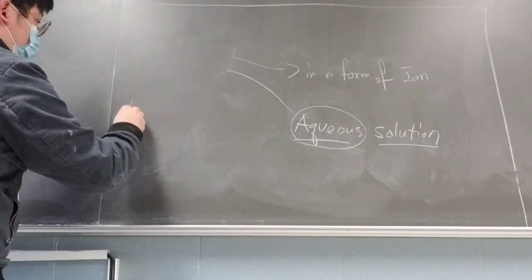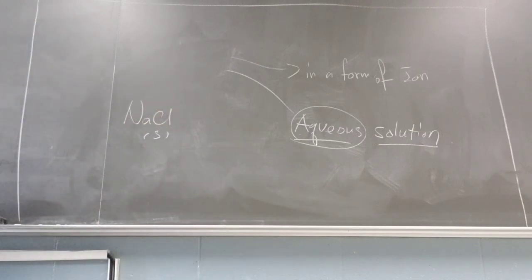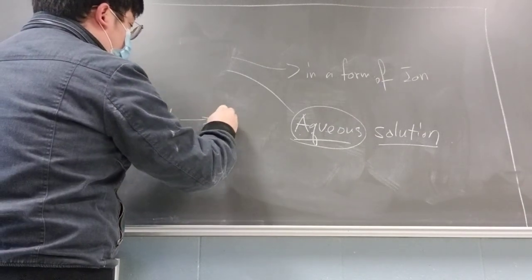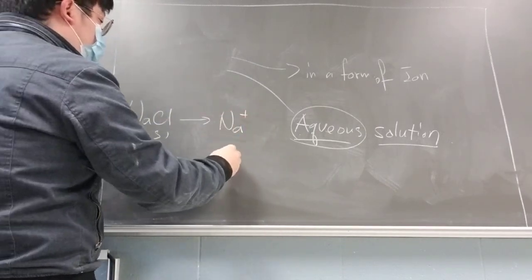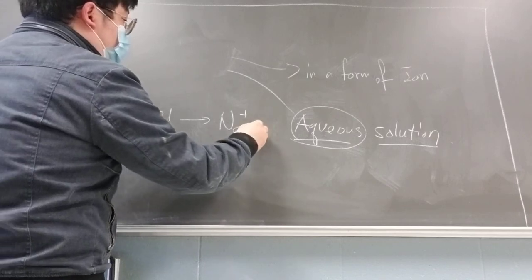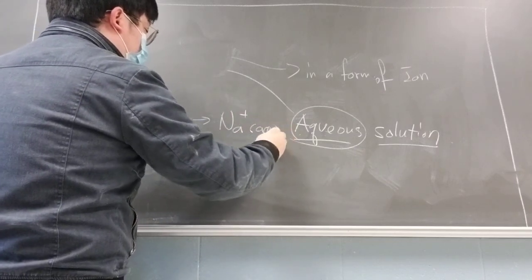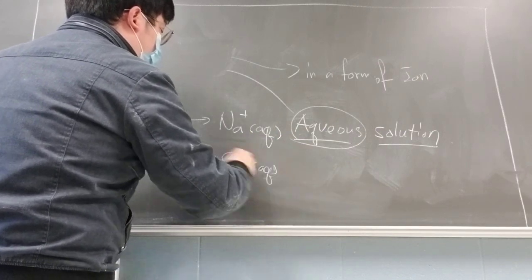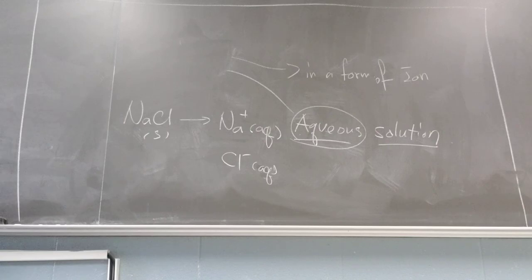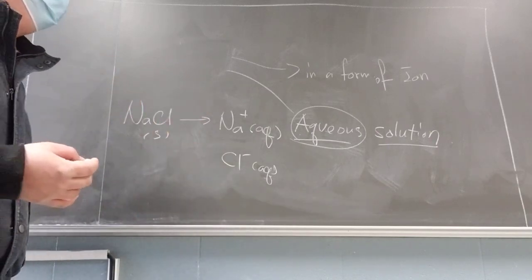So you have sodium chloride in the crystal form, solid phase. But when it goes into water, you put the positive charges, cation and anion, and then for physical status, you can say aq, meaning aqueous phase, meaning they are now surrounded by lots of water molecules here.